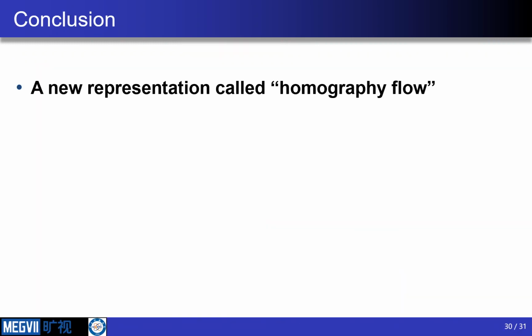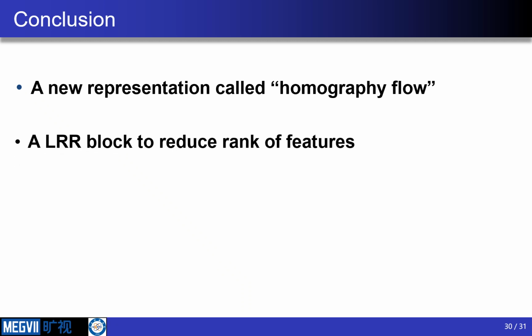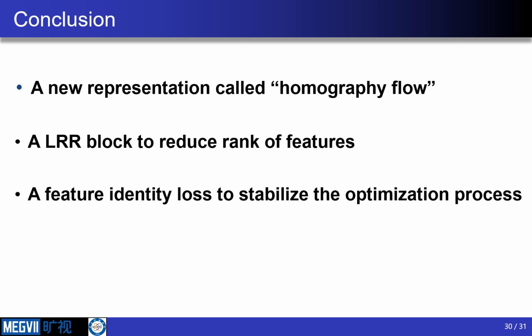So in this talk, we have presented a new deep solution for homography estimation, involving 3 new components to improve the performance of previous methods: a new representation called homography flow, a LRR block to reduce the rank of features, and a feature identity loss to stabilize the optimization process. Our method achieves superior performance compared with the state-of-the-art methods. We hope our method could further inspire more works in the research community. Thank you.